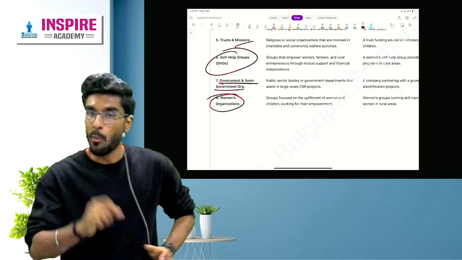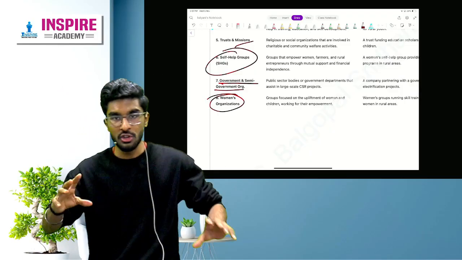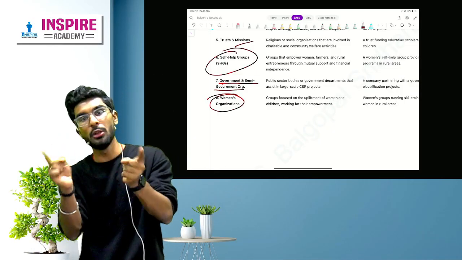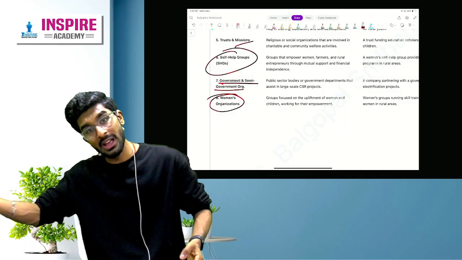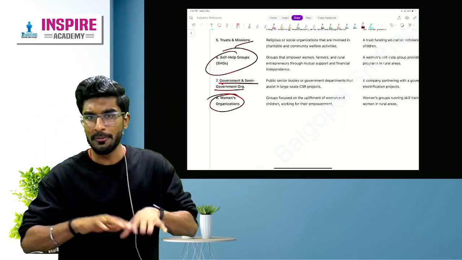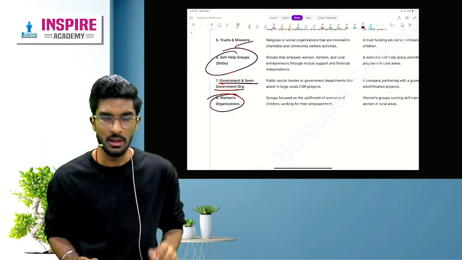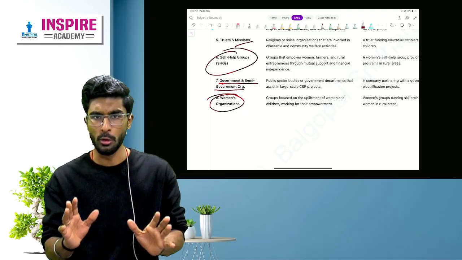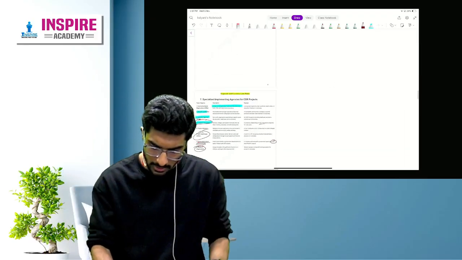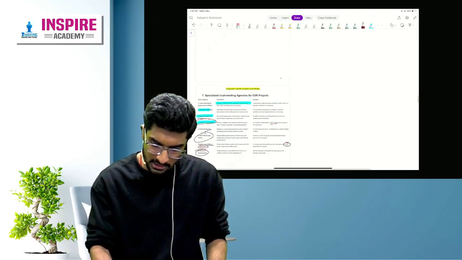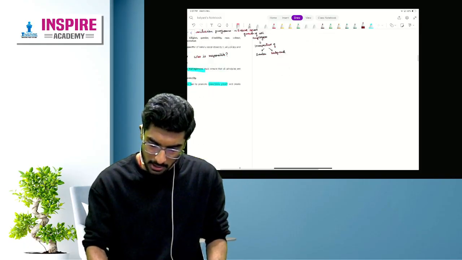Okay, people. What I have done is, I have made sure the language is a little easier so that you can read, understand and learn. Along with that I have also given you examples. So you will never face any problem in understanding the concepts. Okay, people, so we are done with specialized implementing agencies for CSR projects.